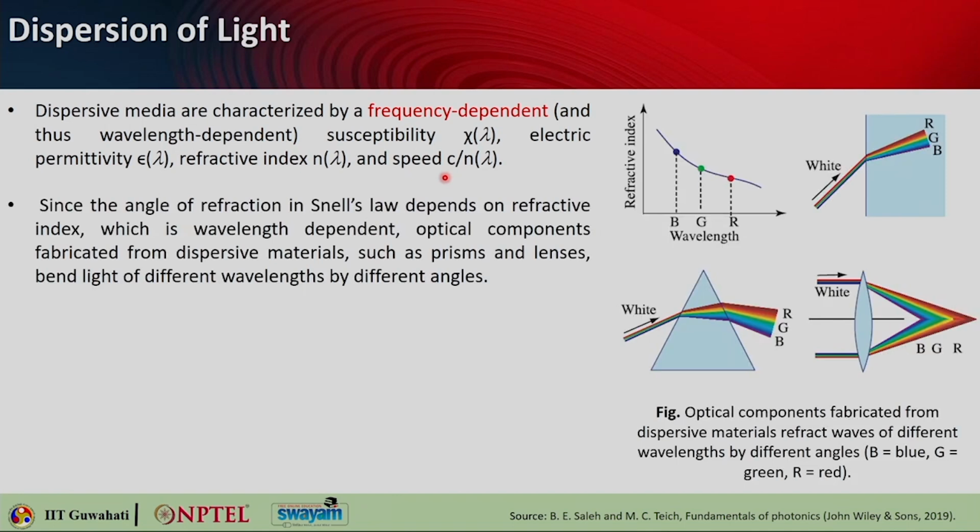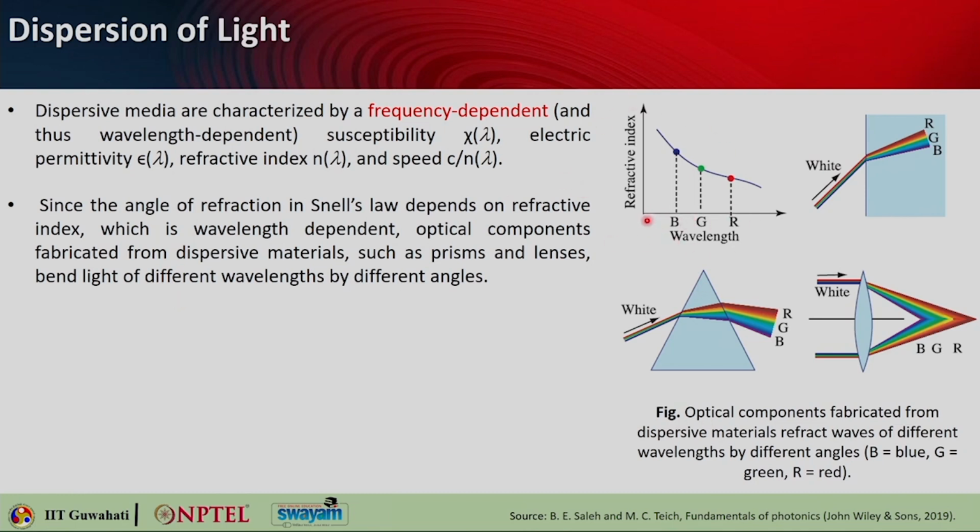That effect we have seen a couple of times before, or even from our school days, that the angle of refraction in Snell's law depends on the refractive index. Now, in a dispersive media, the refractive index is wavelength dependent. So, if you make optical components from dispersive material such as prisms or lenses, you can bend light of different wavelength to different angles. So, that is what is happening.